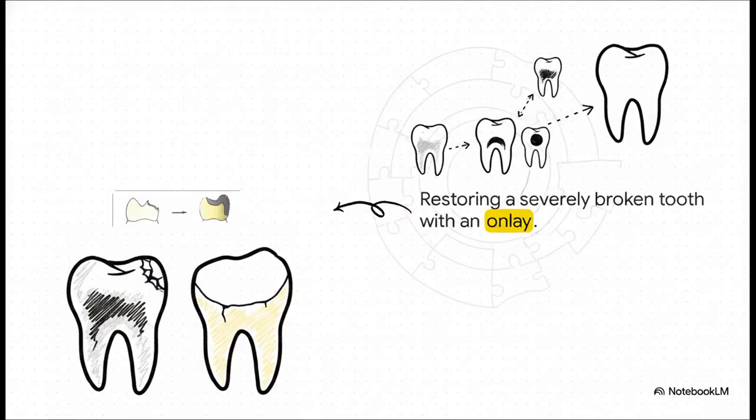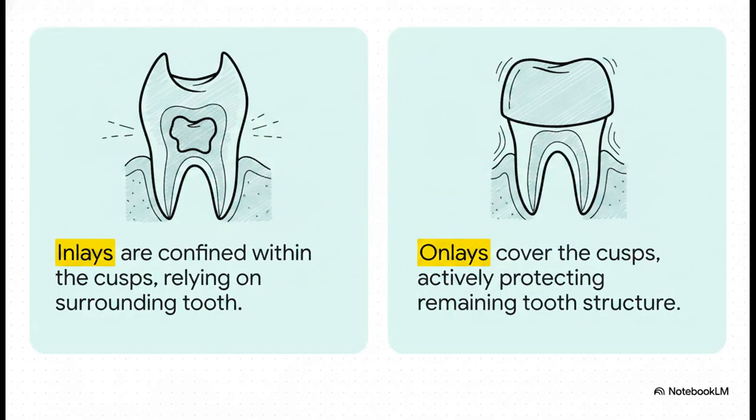Here we've got a tooth with a grossly decayed or broken cusp. The onlay actually physically replaces those missing cusps. We rely on these for severely atrophied teeth or extensively damaged posterior teeth with really wide lesions. In a case like this, a standard inlay just wouldn't have enough surrounding wall to hold onto securely. Let's make sure we have this distinction totally locked in. The fundamental difference between the inlay and the onlay really comes down to spatial geometry.